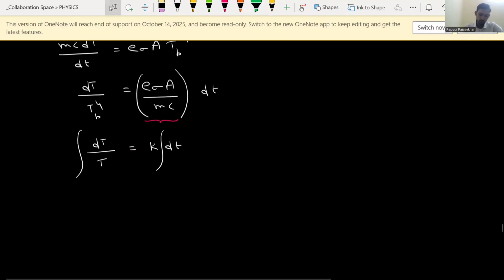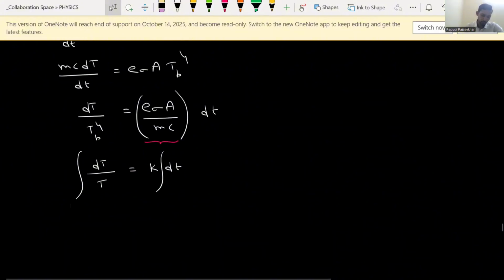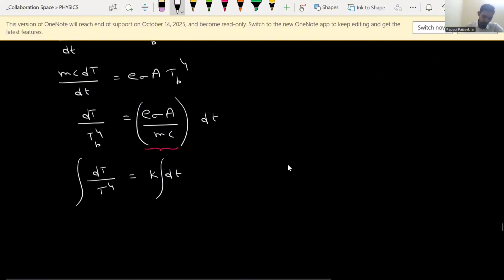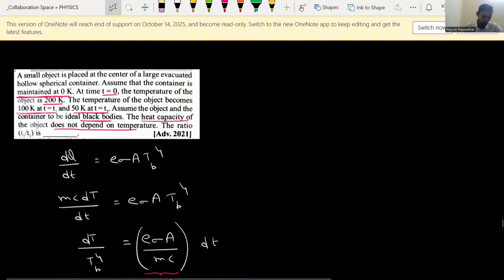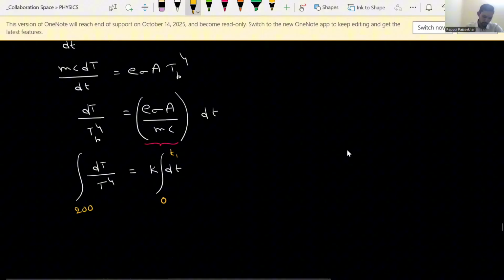Temperature is changing from where to where? Temperature is T to the power 4, this is right. Initial time is 0, now the time is T1 seconds. Initial temperature is 200 Kelvin. Let me say the question once: initial temperature is 200 and the temperature becomes 100 Kelvin. Right, this is 100 Kelvin.